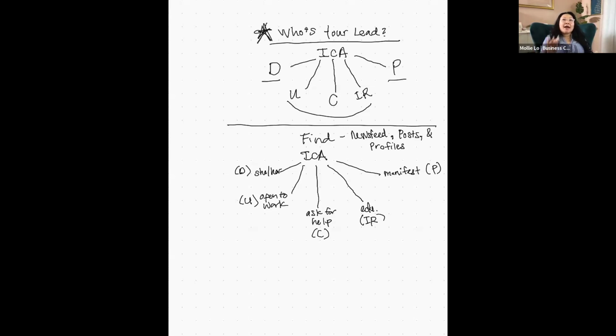Okay. Finding those leads requires that you understand all of these different components: demographics, the urgency, commitment, the investment readiness, and the psychographics of what needs to be within the wheelhouse of who your ideal lead is and how they would identify themselves to be.